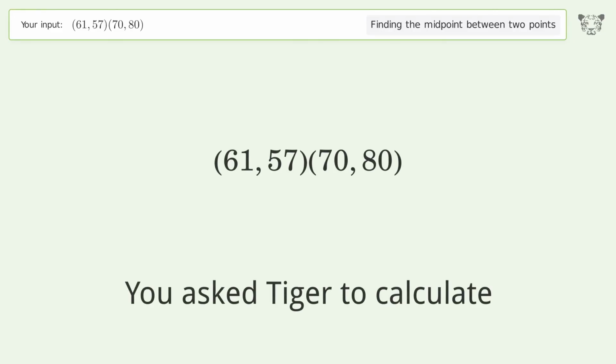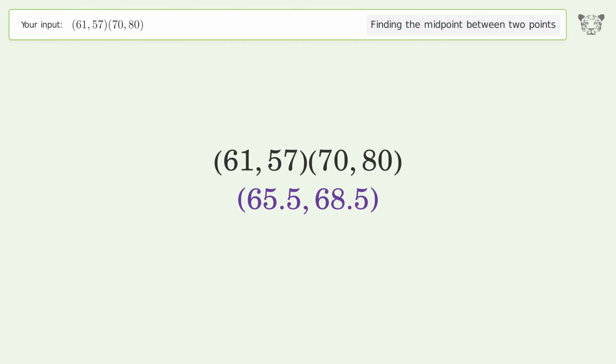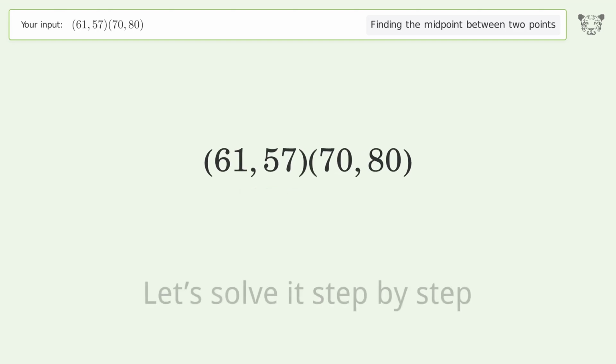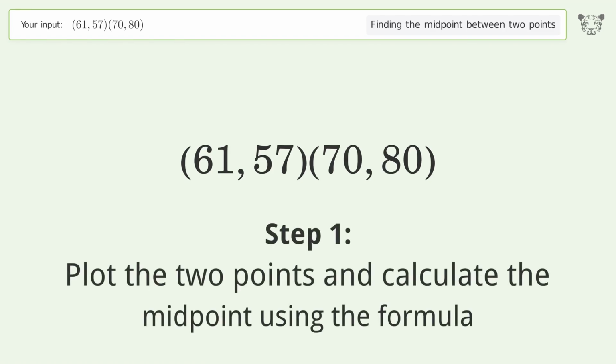You ask Tiger to calculate. This deals with finding the midpoint between 2 points. The midpoint between the 2 points is 65.5, 68.5. Let's solve it step by step. Plot the 2 points and calculate the midpoint using the formula.